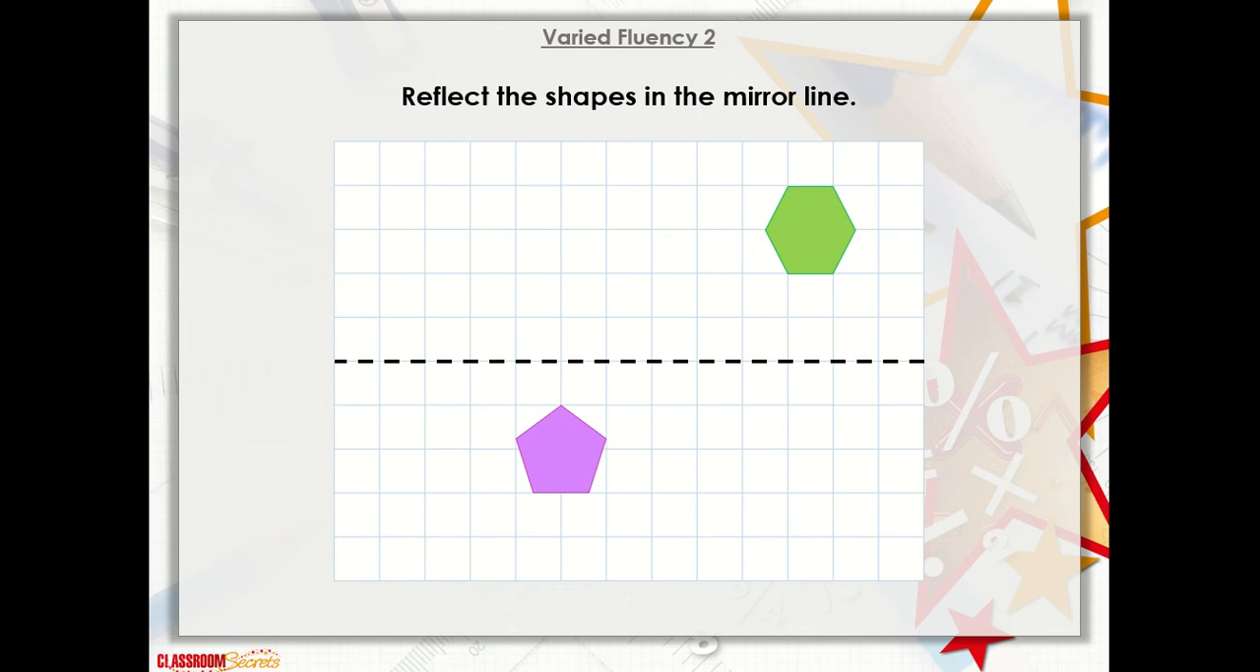Now I've got to reflect these shapes. Okay, so I'm going to take a point at a time. So I'm going to take this point here, and I can see from the mirror line it is 2 squares away. So I'm going to go 2 squares away in the opposite direction, 1, 2, and I'm going to put a little dot there. I can't do it on my screen, but you can see where it goes in the arrow there. Then I'm going to take this point, and that one is 2 squares away from the mirror line. So in the opposite direction, I'm going to go 1, 2, and put a little dot there. And I'm going to do that for each of the points.